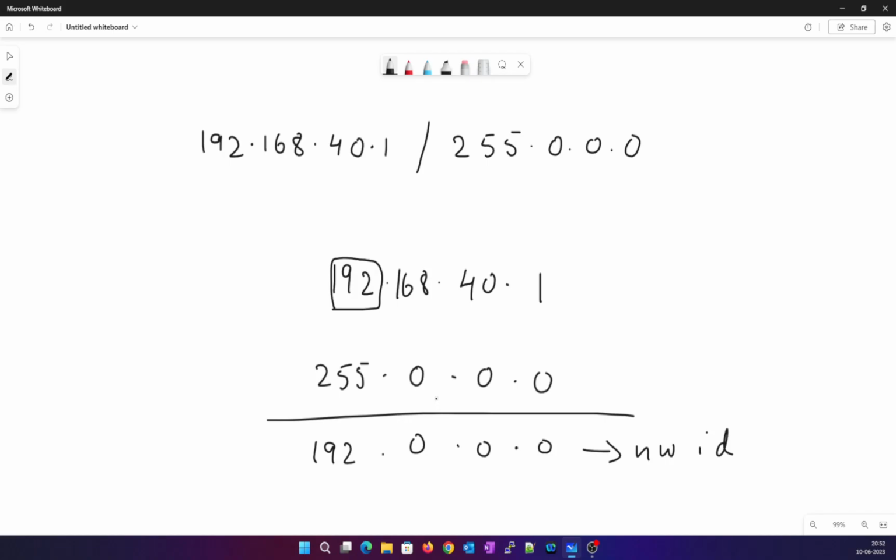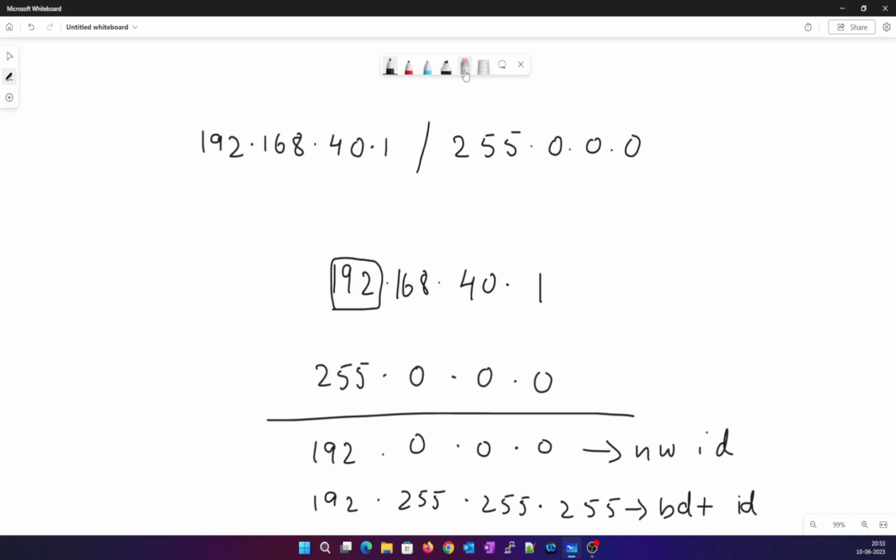Now they will also ask what the broadcast address is for this. All you need to do is convert all these zero numbers to 255. So this would be 192.255.255.255. This becomes your broadcast ID or broadcast address. This was very simple with just one 255.